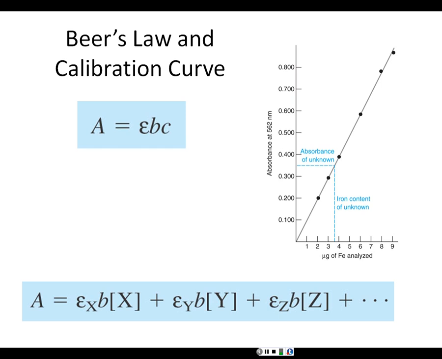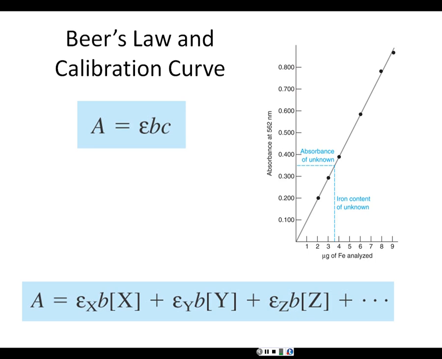Absorbance should be a straight line relationship, so we should be able to get a straight line of the Beer's law curve, where we're plotting absorbance on the y-axis, concentration on the x-axis, and the slope of that line is the absorptivity times b. Once we have this calibration curve, then we can use that relationship in order to analyze unknown samples, and we can plug the absorbance of our unknown sample into that straight line equation and calculate c, or the concentration of the unknown.